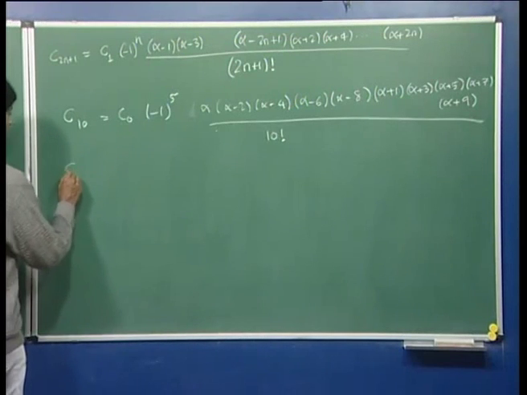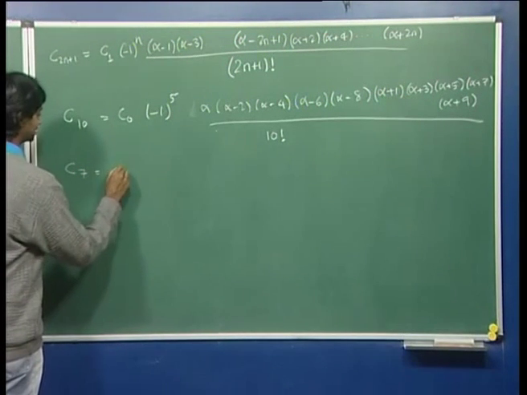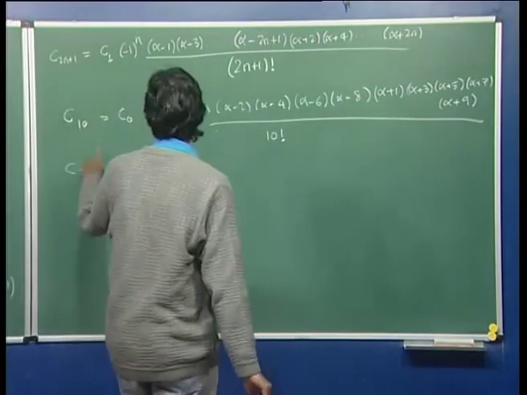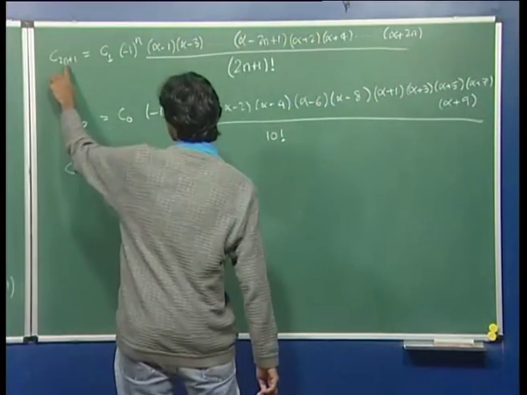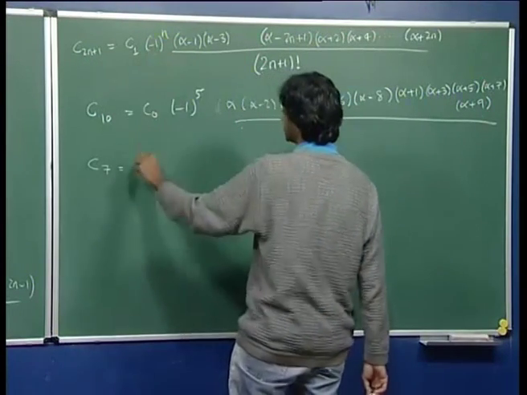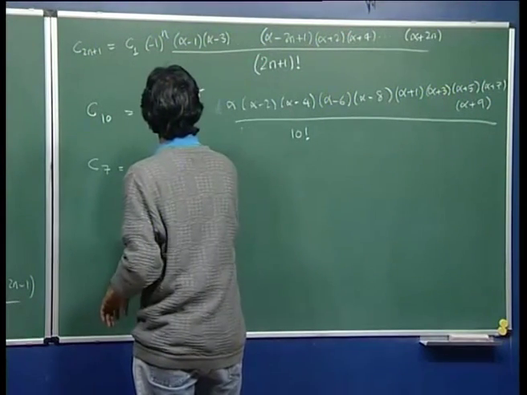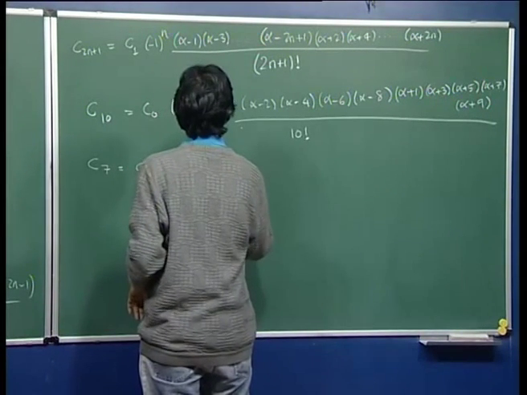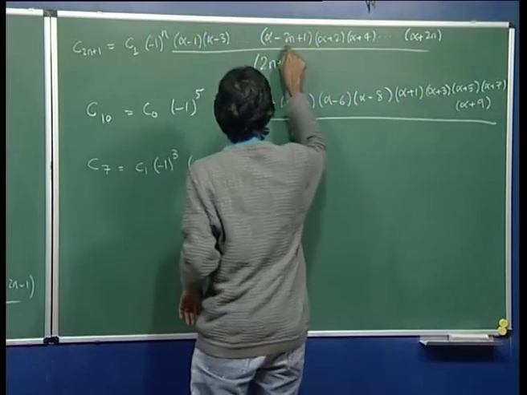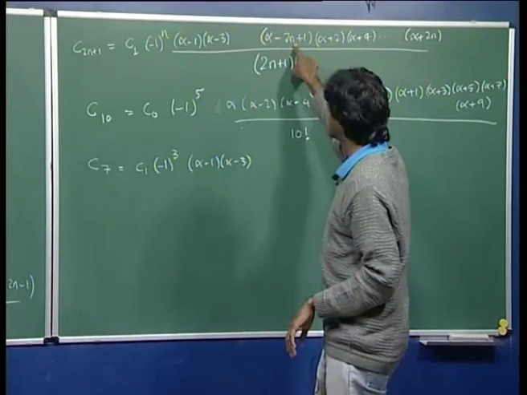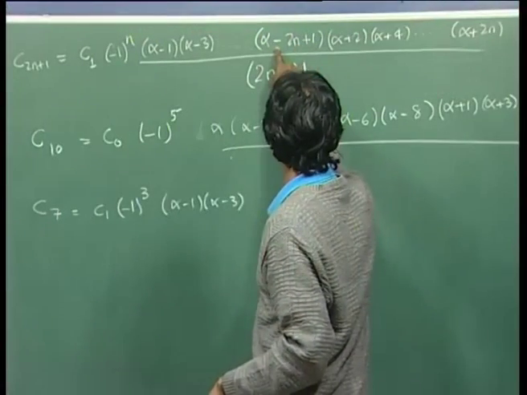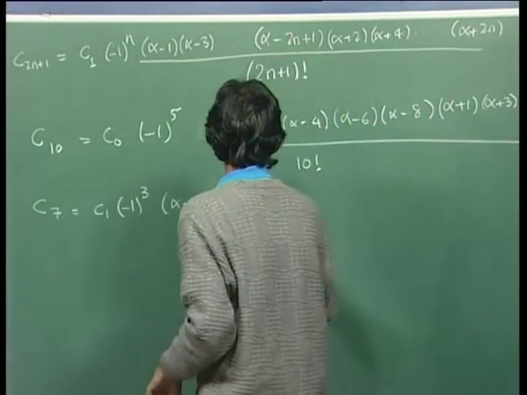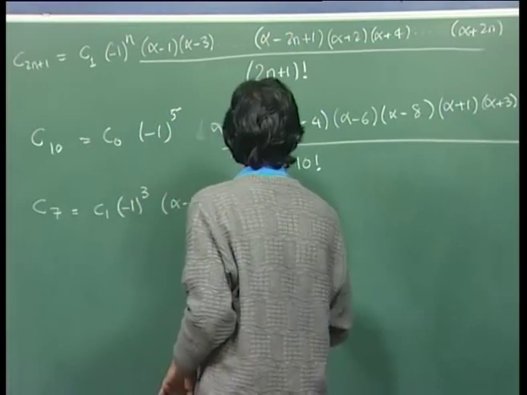Similarly, if I want to write C7, I can write it in terms of C1. If you want to calculate C7, then n has to be equal to 3, since 2n plus 1 is 7. With n equal to 3, you have C1 times minus 1 cubed, alpha minus 1, alpha minus 3. Now, 2n minus 2n plus 1 with n equal to 3 gives alpha minus 5. So, it goes up to alpha minus 5, and that is the last term.